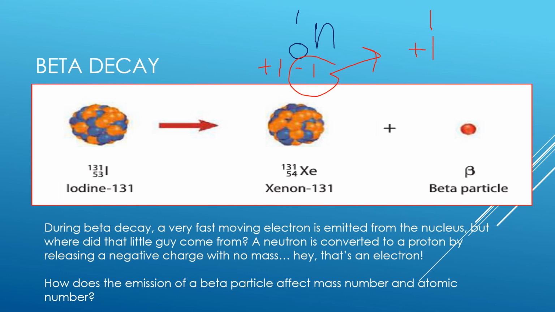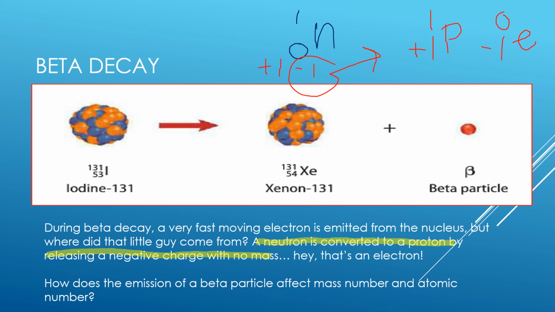And by definition, a mass of 1 and a charge of +1, that's a proton. So what has been emitted? No mass, and a negative charge, hey, that's the definition of an electron. So under beta decay, we're going to put a neutron is converted right here. A neutron is converted to a proton by releasing a negative charge with no mass.